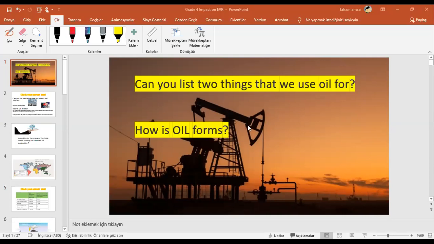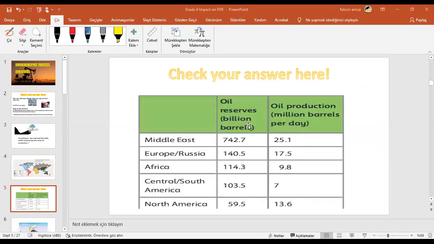You know, it is expensive. And then we said last lesson, by looking at this table, that in the Middle East, oil reserves are higher than in the other countries.